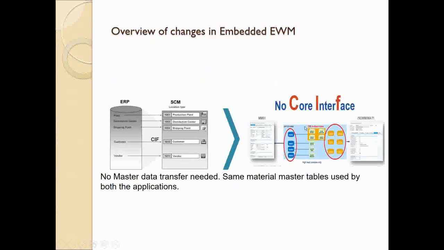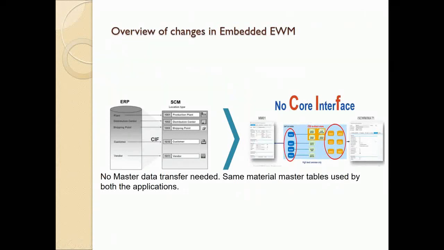Okay, now as it has been embedded in one instance, we no need to transfer the materials, whatever we are having, the plant or the distribution centers or the shipping points or the customers or the vendors. Apart from the plant and the shipping points, everything, no need to CIF. There is no core interface at all, as we are using the same master data database tables in the S4 one. Okay, any questions, guys?